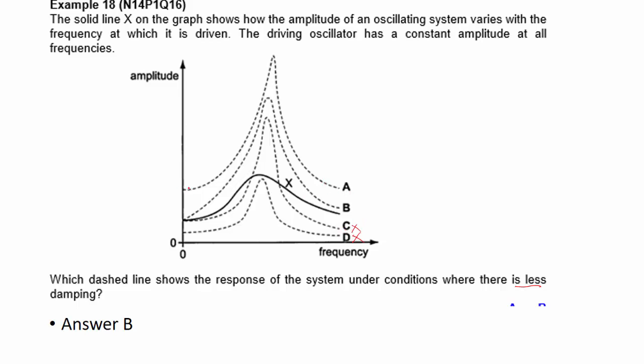Why is it B and not A? Because the graphs should meet at the same point. Remember, at f equals 0, they should have the same amplitude. So A is also wrong, and the correct answer should be B, where it doesn't cross the curve. The correct curve is higher than X in terms of its maximum amplitude, it doesn't cross X, and it starts at the same amplitude when the external frequency is equal to 0.